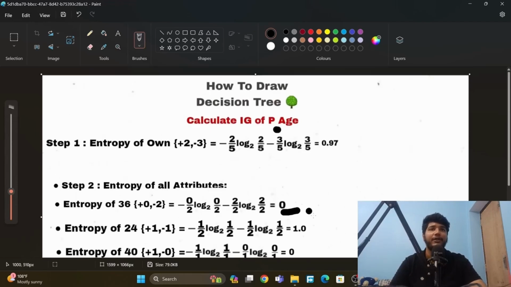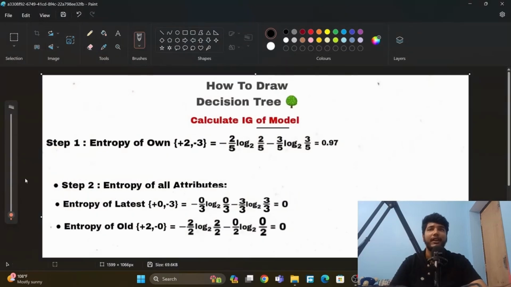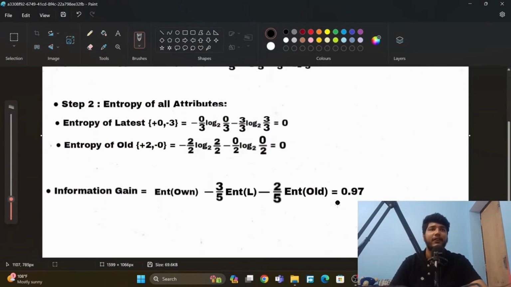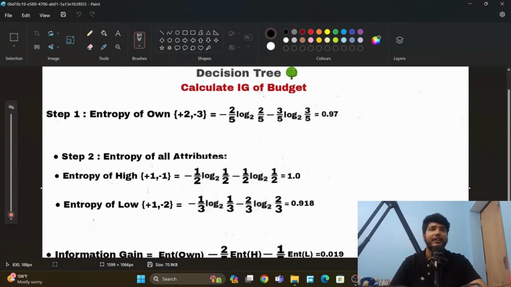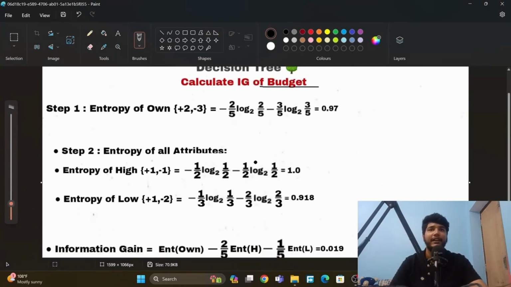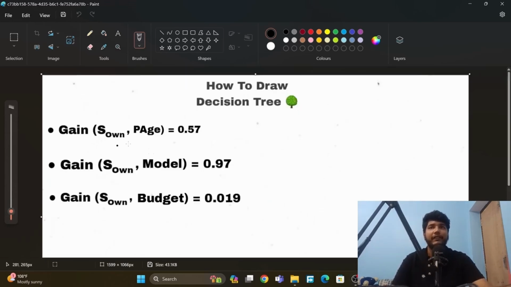Now we will do it again, this time for model, and for model we have done it again. This is the value which we have gotten. Again we will do it for budget, 3 times, and we have gotten this value, 0.19. Doing the same process again. It is simple, you have to do the same thing again and again. So now we have arrived at the total information gain of every attribute here. Now we already know which will be our root node, that is PC status.